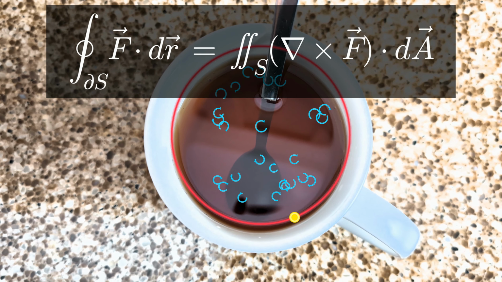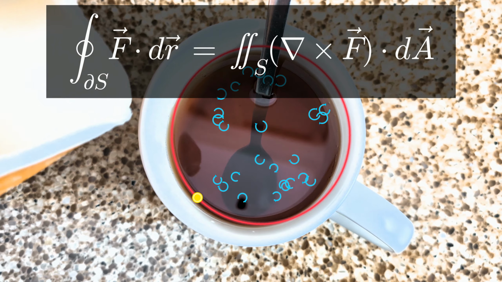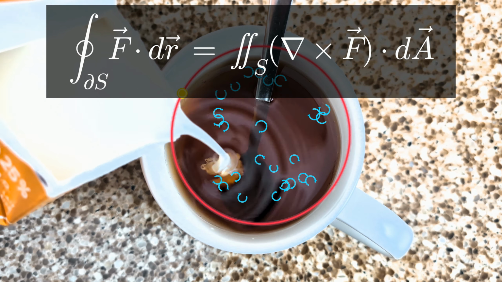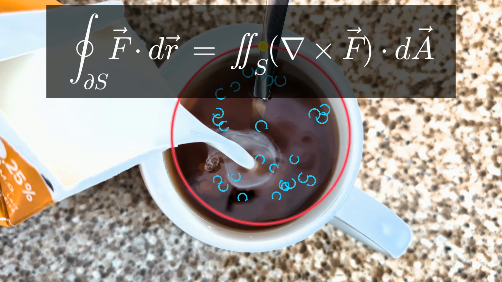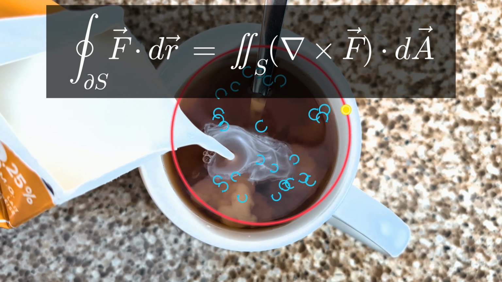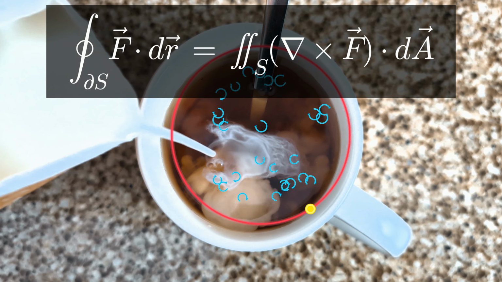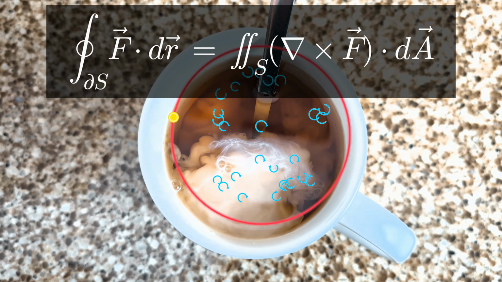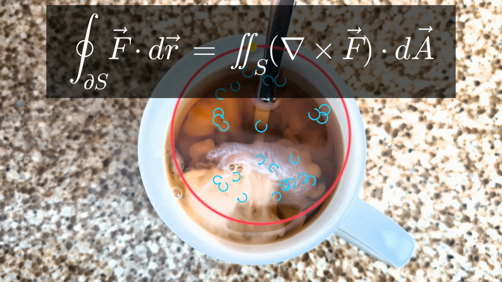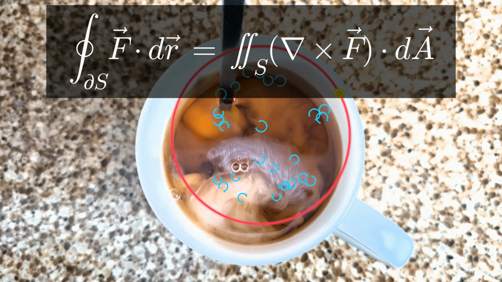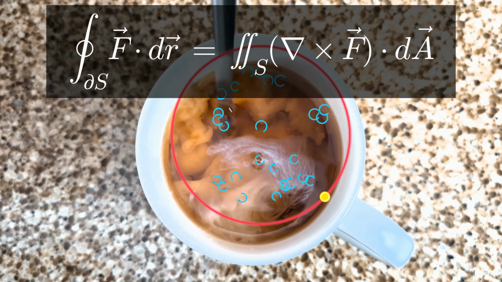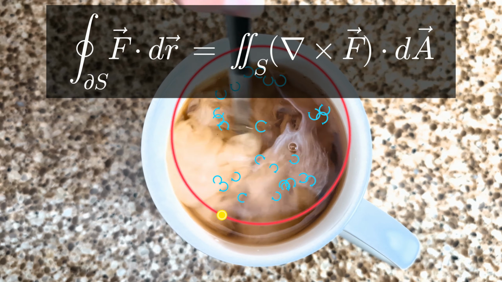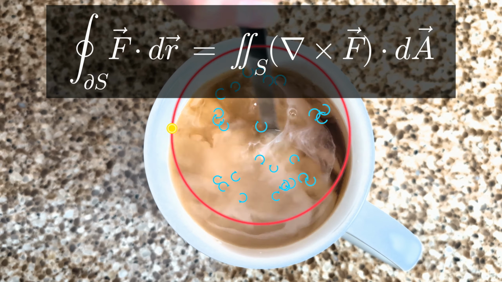Let's see the same idea in an everyday scene. You stir with a spoon. Inside, hundreds of tiny swirls spin, some clockwise, some counter. But look at the rim of the cup. You see the single circulation. And mathematics says the circulation you see at the rim is exactly the sum of all those tiny swirls inside. Left side, boundary. Right side, interior. Equal.